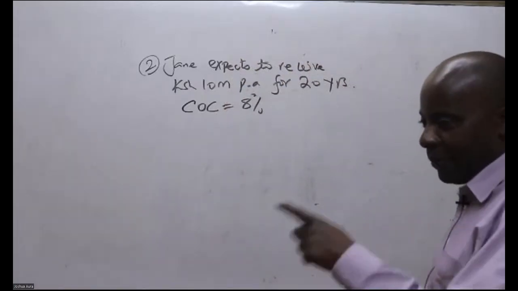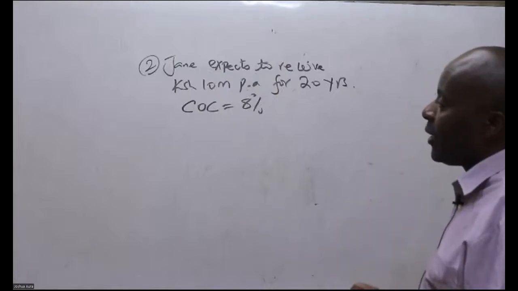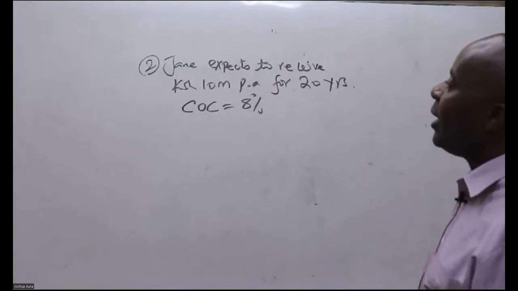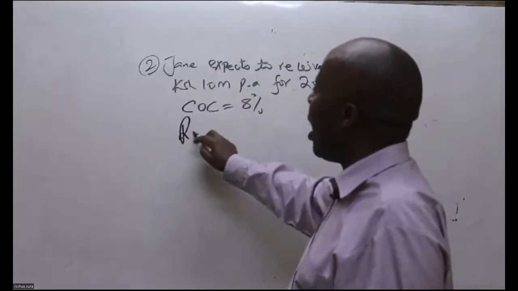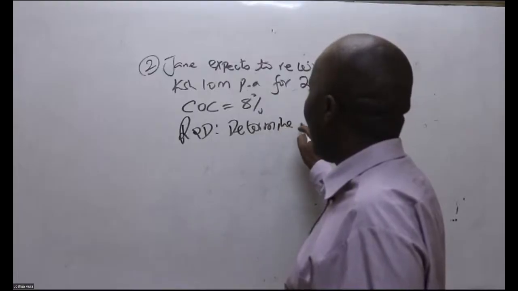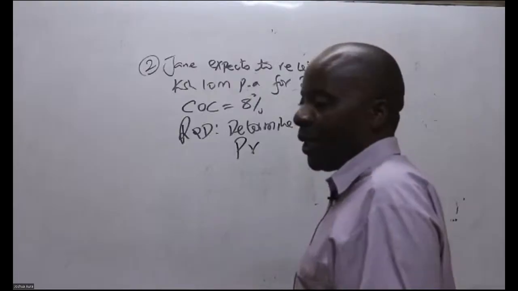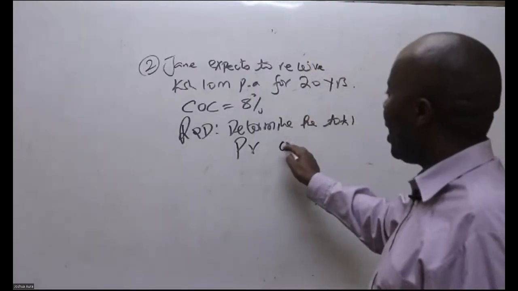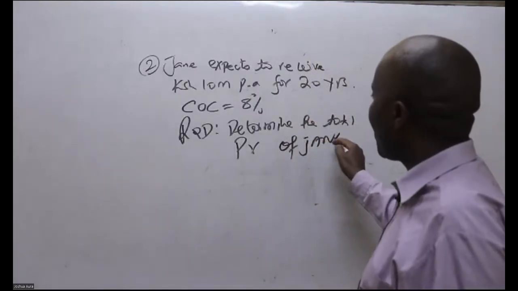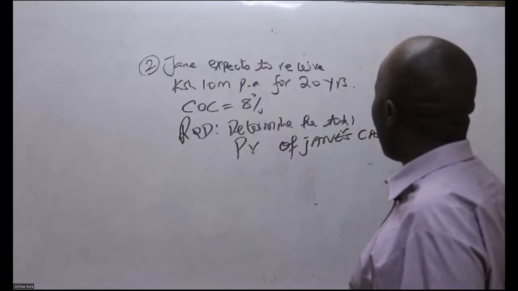Thank you very much. This guy must be a very bright person. COC is 8%. And then we are required here to determine the total present value of Jane's cash flows.